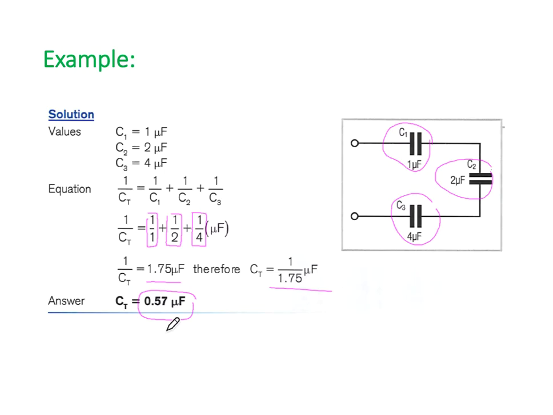Now, just a quick way that you can check yourself: that total capacitance value has to be less than the smallest capacitor in the circuit. So we know our smallest capacitor in the circuit is 1 microfarad. So we've got to say to ourselves, is the value that we calculated less than 1 microfarad? The answer in this case is yes, it is. So it's probably the correct answer.